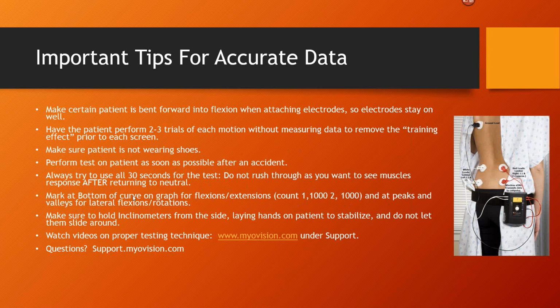When you're doing lateral flexions and rotations, you're going to mark at the peak. So you're going to mark when they get to full left lateral flexion, for example, and then when they return to neutral, count 1, 1,000, 2, 1,000, and mark it at the valley, at the lowest point. So peak and lowest point for left and right lateral flexion and rotation, and then for flexion extension, just the bottom of the curve, the valley, the whole time, valley, valley, valley.